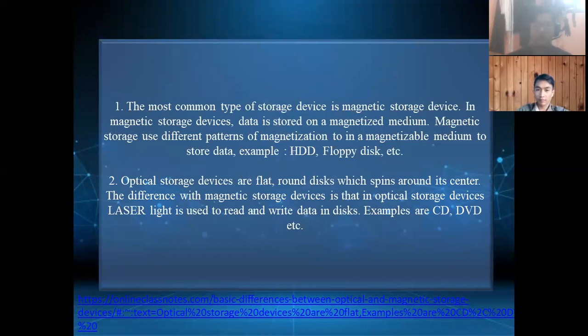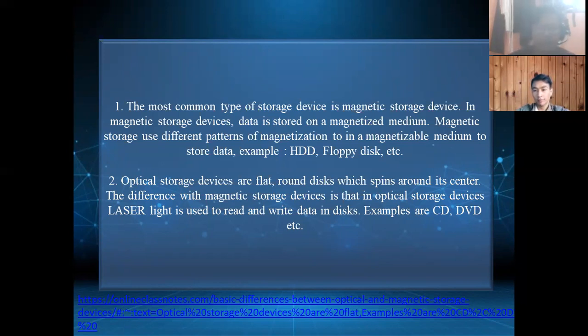And the conclusion on the material: first, a common type of storage device is the magnetic storage device. In magnetic storage devices, data is stored on a magnetic medium. Magnetic storage uses different patterns of magnetization in a magnetizable medium to store data. Examples are HDD, floppy disk, etc.